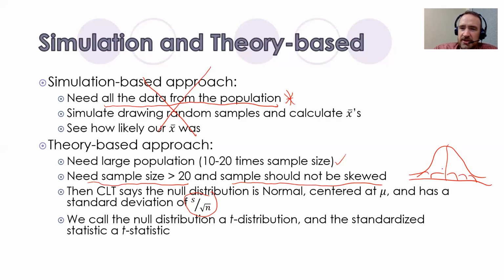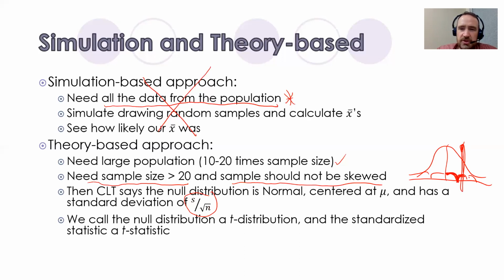How does that help us? Well, if we have a result somewhere out in here, if we know the standard deviation, we can tell what that standardized statistic is, how many standard deviations away, and then that'll help us get a sense of how likely or unlikely our result is and how much evidence we have against the null hypothesis.